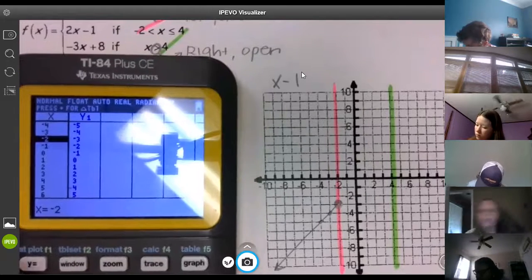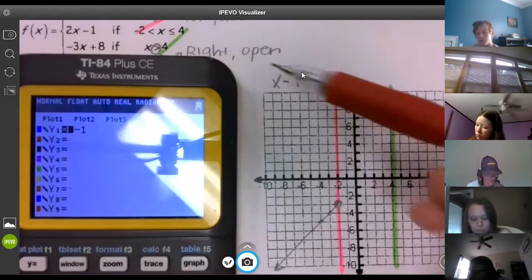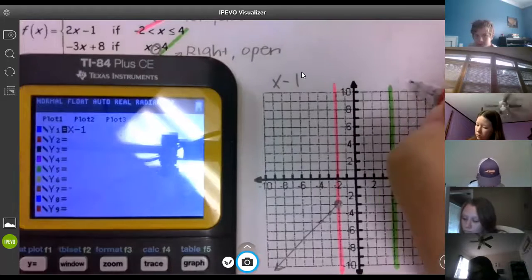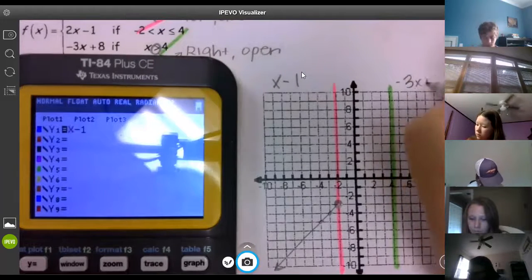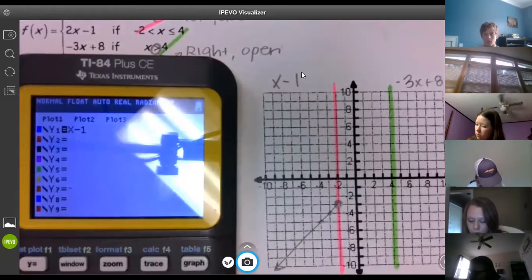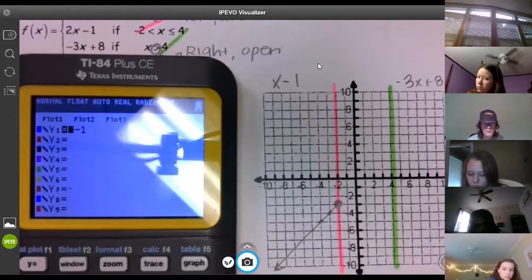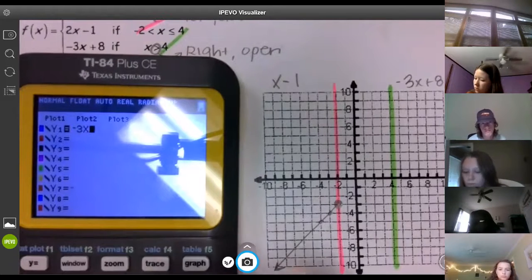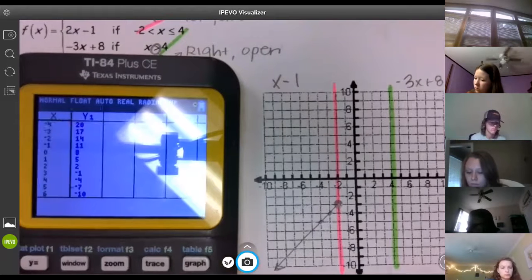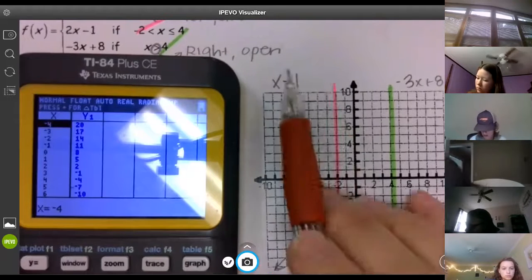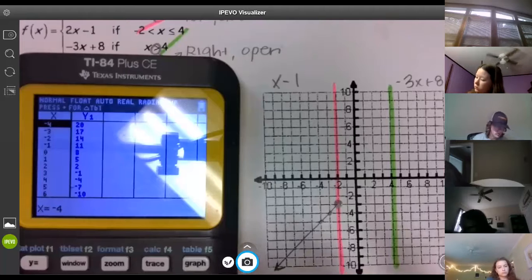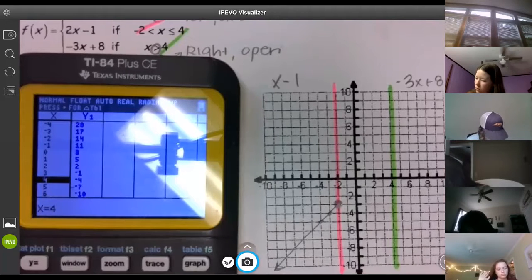I'm gonna move to the bottom function. You said it graphs to the right of the green line. So that's this spot. Can you guys see that? Or is my stuff covering it up? You're good? All right. So I'm gonna put it in the calculator, -3x plus 8. I'm looking for the green line boundary and it should be open. So the green line was at +4. My coordinate is 4, -4, and it should be open.